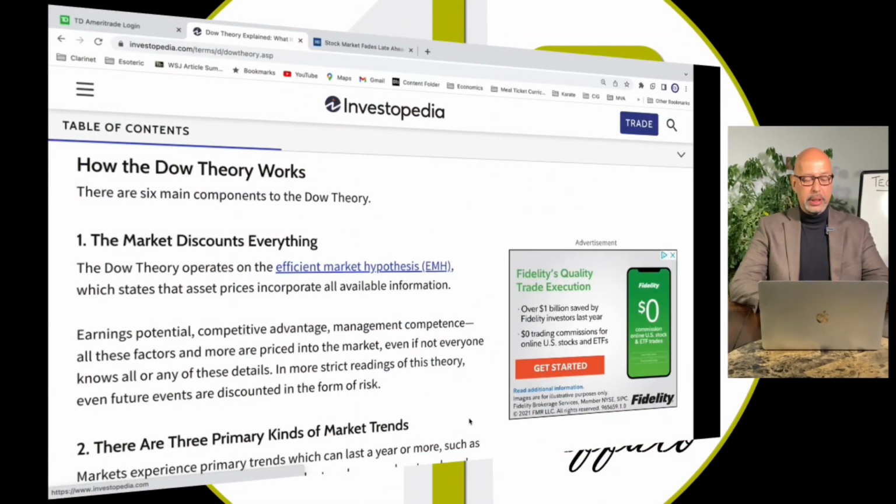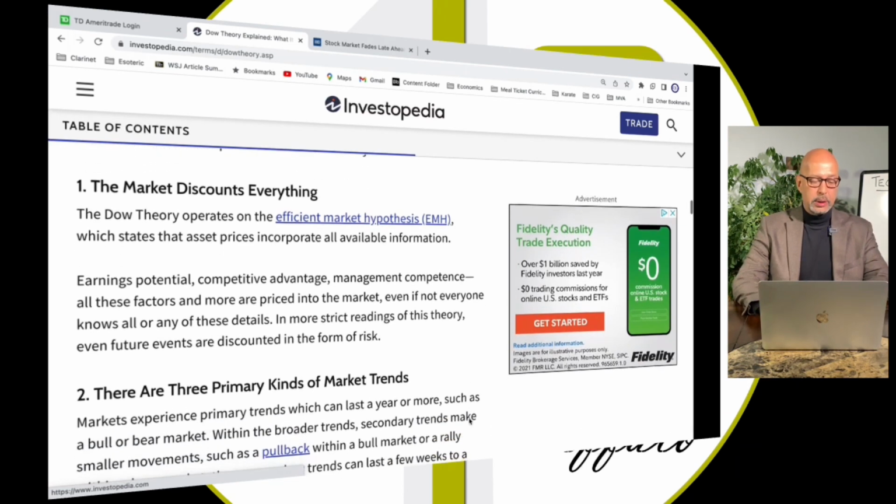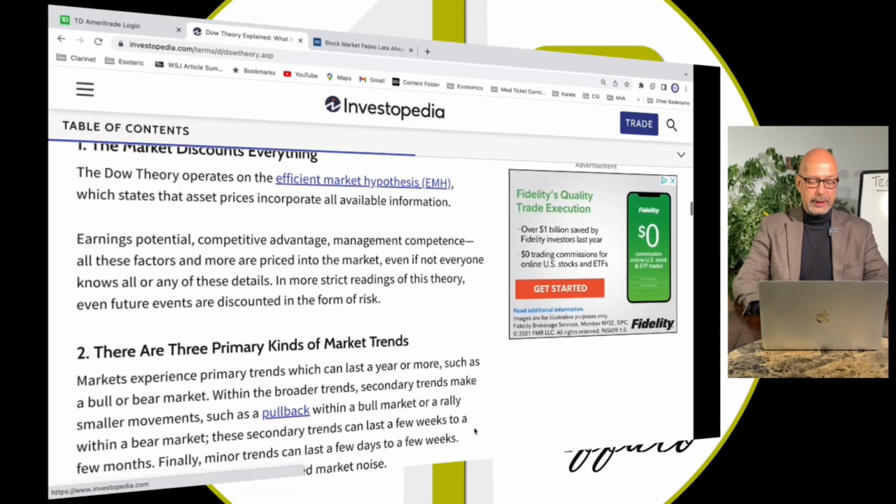the Dow Theory operates on the principle which states that asset prices incorporate all the available information and that the market discounts everything, right? So earning potentials, competitive advantage, that which we know, that which would be, rumor, what have you. When we look at prices in the market, those prices explain pretty much what is going on, both what is known to the broader public and what's known behind closed doors. So first tenet, market discounts everything.